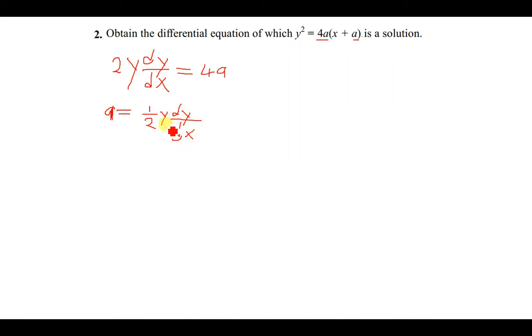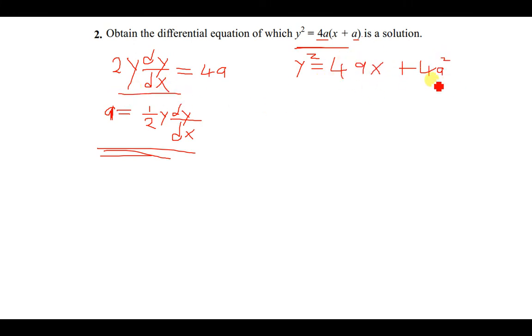So having done this, you can now replace this whole expression in this. Where there is a, you put that. So let me just simplify this. This can also be written as y squared is equal to 4ax plus 4a squared. So when you differentiate this, you are getting that, and then when you make a the subject of the formula, you are getting that, and then after that, you now take this whole expression of a, you replace it there.